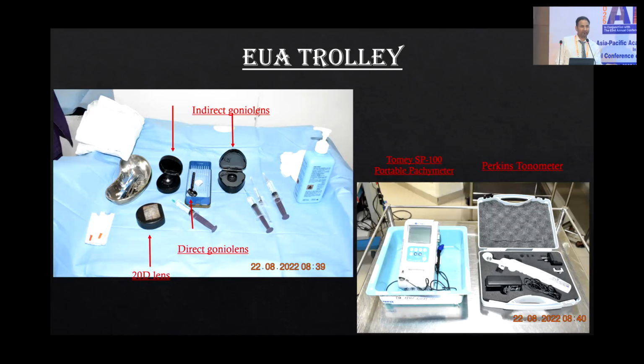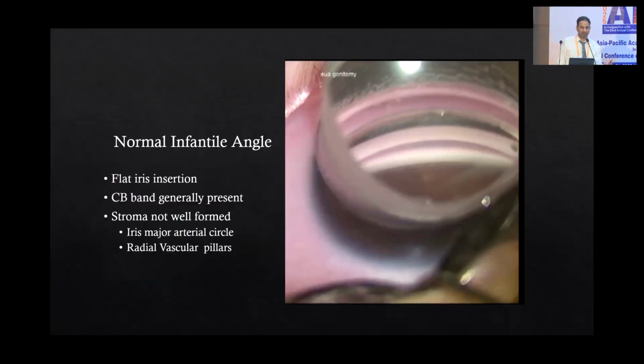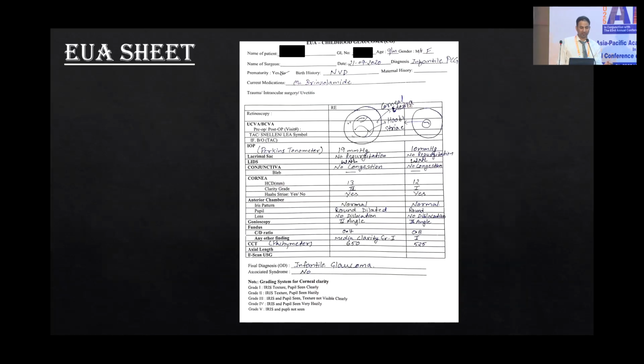Once you are planning an EUA, an examination under anesthesia, you should have everything ready. You need to have a 20-diopter lens and an indirect ophthalmoscope in your OR, and a direct gonio lens to look at the angles. You need a portable pachymeter, a portable Perkins tonometer, and preferably a scan in the OT to measure axial length. This is how a normal infantile angle looks. It looks very different from an adult angle. We need to know the normal anatomy of the child's angle also.